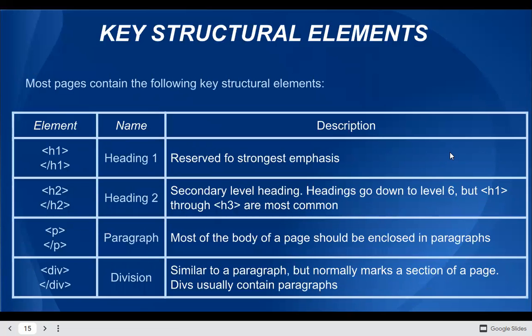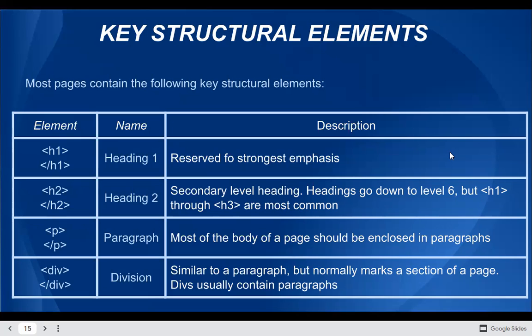What are the key structural elements? Key structural elements are the following: H1, H2, H3, H4, H5, H6. So what is H1? H1 is used when we have the strongest emphasis, and when it is secondary level emphasis, then we use H2. Like that, we have 6 levels for defining emphasis.